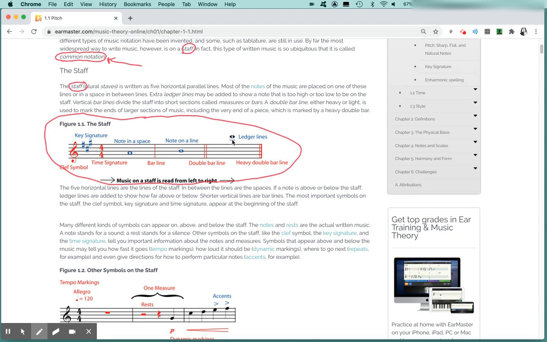The little lines written above the staff or below the staff are called ledger lines. And we'll get into why we have ledger lines in the next lesson. Bar lines divide the staff up into measures, groups of 4 beats. So this would be 1, 2, 3, 4, 1, 2, 3, 4. Get it? It's divided up into groups of 4. It could be divided up into groups of 3 or 12 or 8, just depending on the time signature.